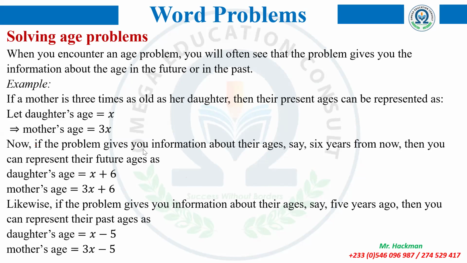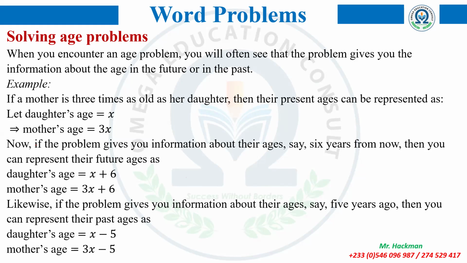Now if the problem gives you information about their ages, say 6 years from now, it means here we are talking about future age. Then you can represent their future ages as... Once we say 6 years from now, obviously you know we are not talking about past age. We are talking about the future age. You get the point? Yes, sir. Okay, so if the daughter's present age is X now, then in 6 years' time, the daughter will be X plus 6. You add 6 to the daughter's present age.